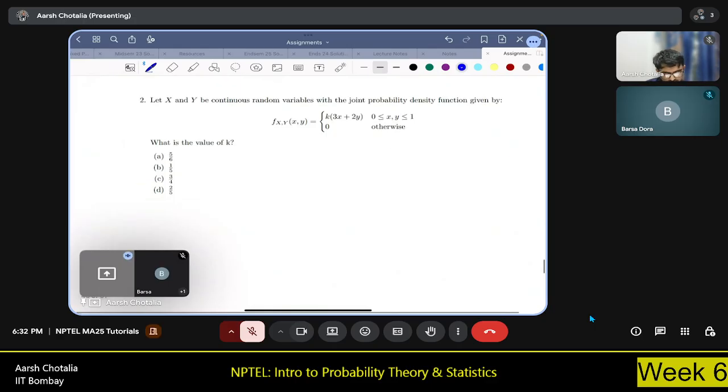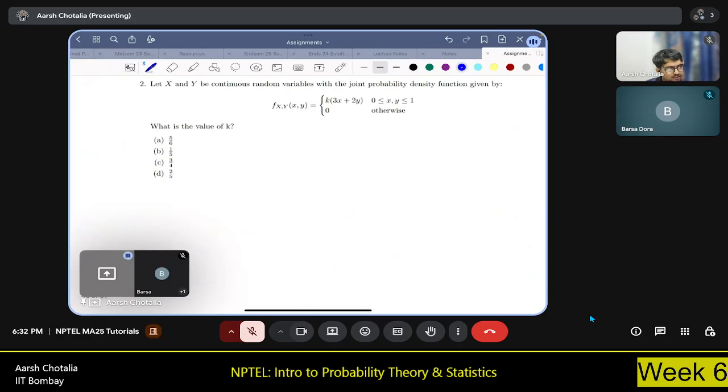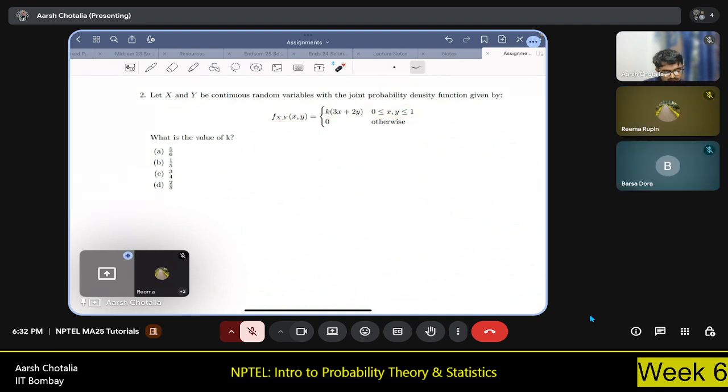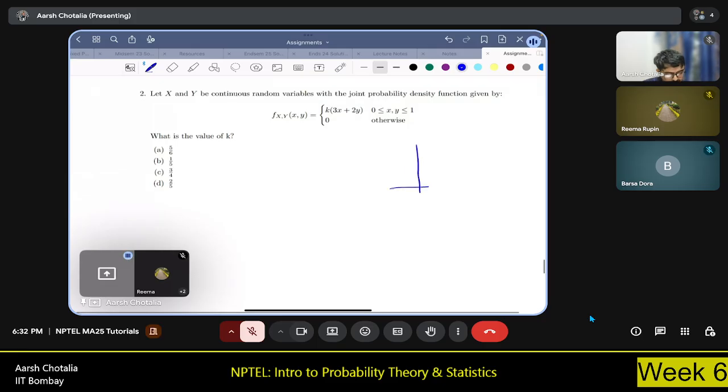Now the second one. The remaining ones are not as complicated as the earlier ones. Now we are given two continuous random variables, x and y, and a joint probability distribution is given. This function is non-zero only in the region where x and y are both in the first quadrant from 0 to 1. This is x and this is y. So only in this square it is non-zero.